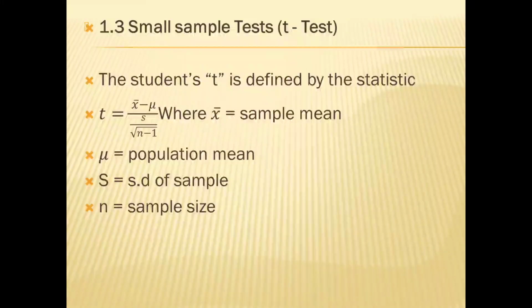Now, small sample test for t-test. The test statistic is t is equal to x bar minus mu divided by s by square root of n minus 1, where x bar is sample mean, mu is population mean, s is standard deviation of sample and n is sample size.